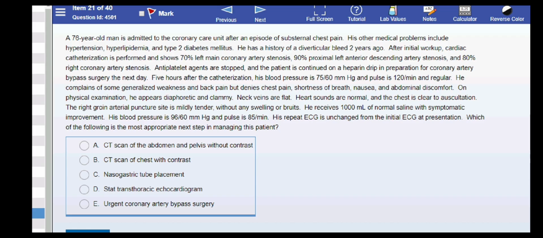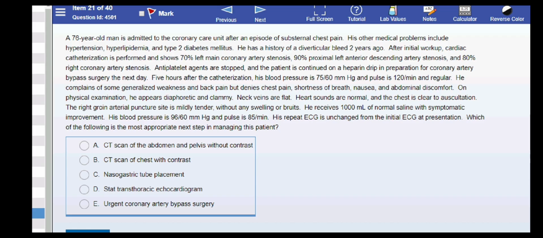5 hours after the catheterization, blood pressure is low, pulse is high. He complains of some generalized weakness and back pain, but no chest pain, shortness of breath, nausea, or abdominal discomfort. On physical examination, he appears diaphoretic, clammy, neck veins flat. So no problem in heart sounds. Chest clear. The right groin puncture is mildly tender. No bruits or anything else.